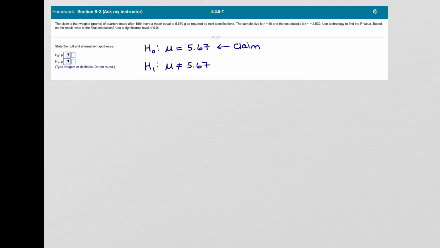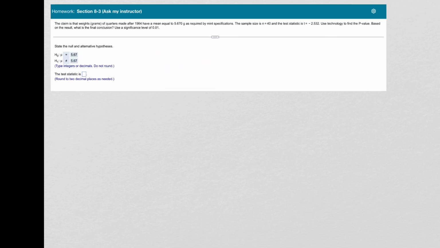So whenever the claim is the null hypothesis, and remember that the null hypothesis has to have an equals sign in there, then the alternative is going to be a not equal to statement. So we're all good for part 1. Now let's take a look at the next part.